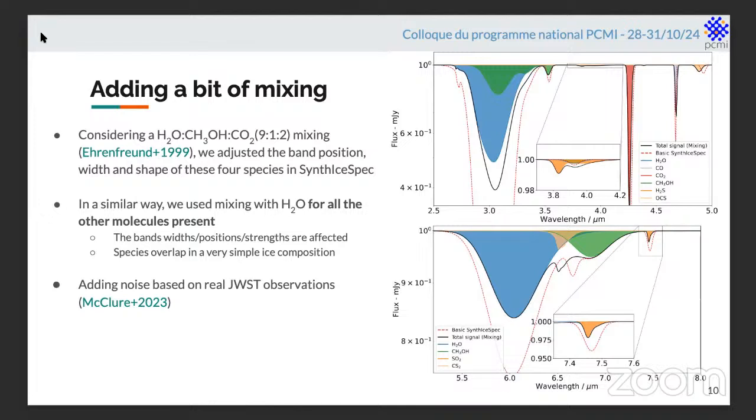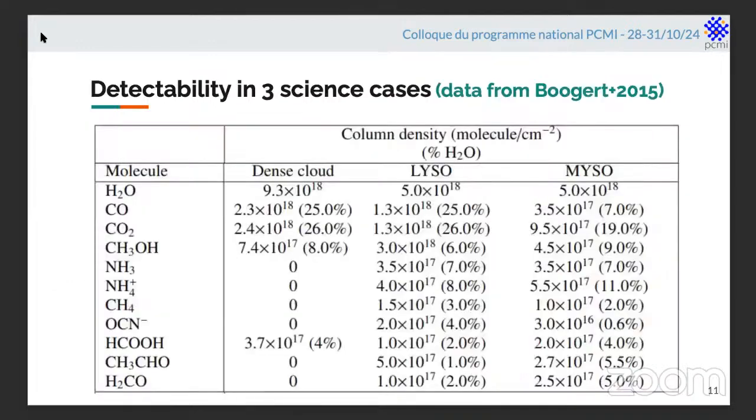So now what we do is we add a few more molecules, and we also add noise that is based on real observations from Macular et al. of Chameleon 1. And we will create synthetic spectra. So we take 3 different science cases that were derived from Boogert et al. 2015 in 3 different environments: the dense cloud, the LYSO, and the MYSO. And for each, we have column densities that we will put in our model.